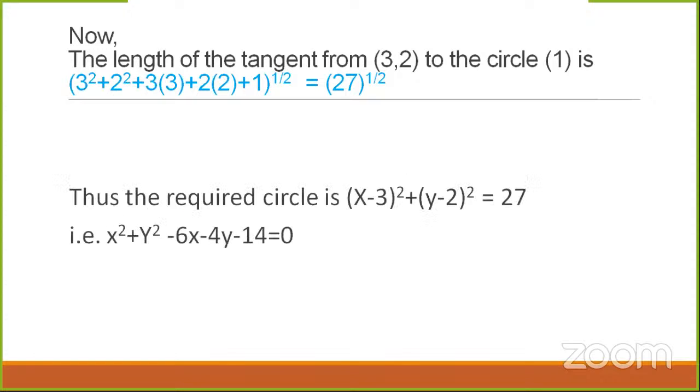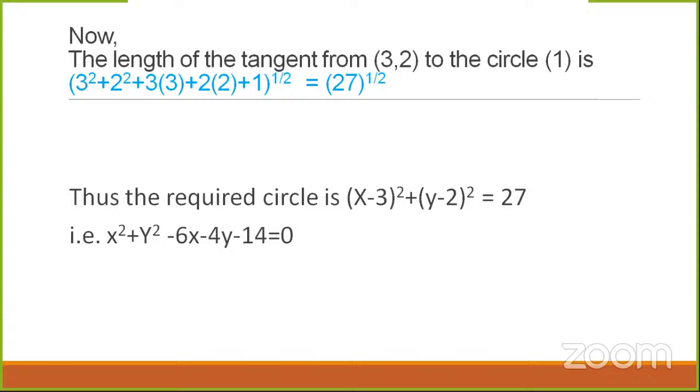Thus, the required circle is (x minus h) whole squared plus (y minus k) whole squared equal to r squared, which is (x minus 3) whole squared plus (y minus 2) whole squared equal to (27 power 1 by 2) whole squared.